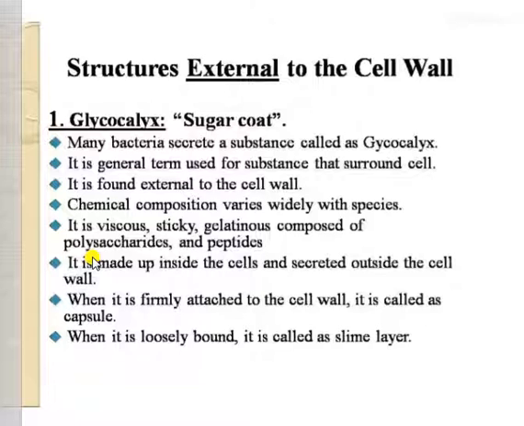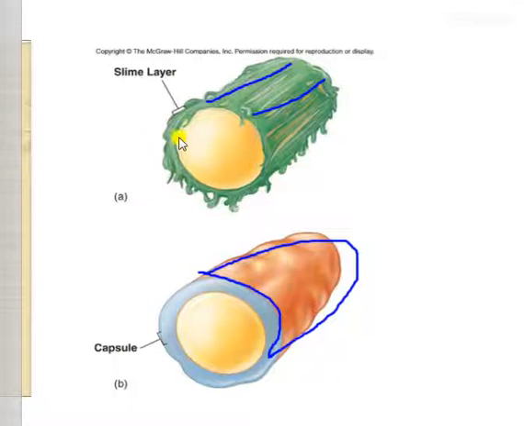When it is firmly attached to the cell, it is called a capsule, and when it is loosely attached, it is called a slime layer. We are going to see the capsule and slime layer. Here we can see the slime layer, which is loosely attached. We can find gaps inside this Glycocalyx. It is loosely attached to the cell wall, that's why it is called a slime layer. Here you can see the capsule, it is firmly attached. The Glycocalyx is firmly attached, that's why it is called a capsule.